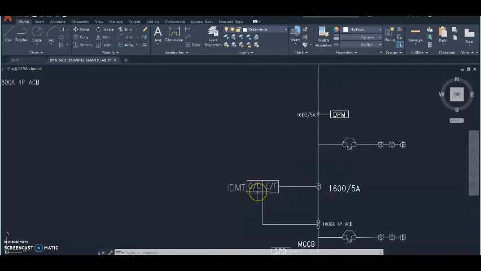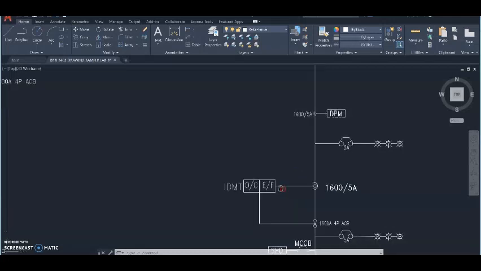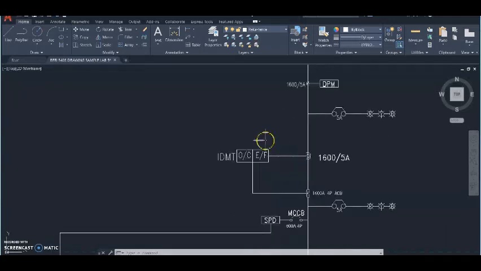And then we also have an IDMT. IDMT stands for inverse definite minimum time. It is used in transmission lines to see that the current does not exceed a set value, and if it does, it will trigger the circuit breaker. With this function, when the current reading is a high value, the time taken for the IDMT relay to react is shorter.